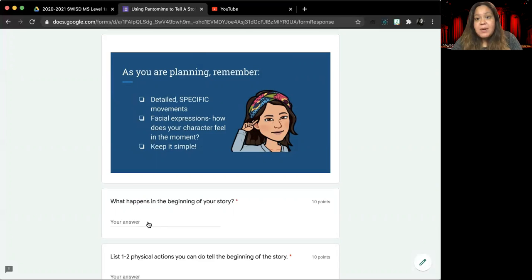Do you have anybody who can do this pantomime with you? Are you going to be doing it by yourself? Do you have a lot of room, or are you in a limited space? All of those things are going to affect what you can pantomime. So think about those as you are planning.